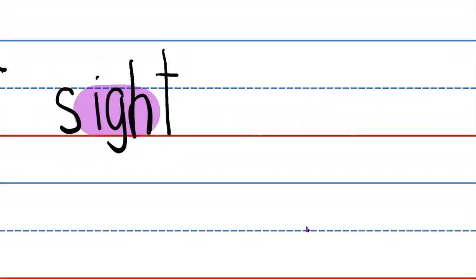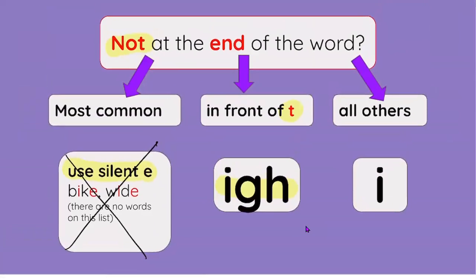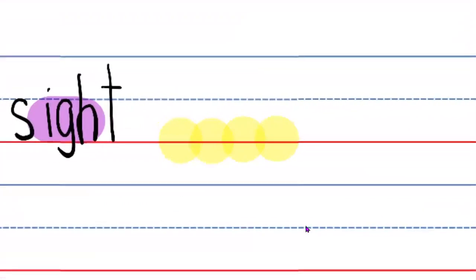Next word, mind. What are the sounds you hear in mind? Mind. It's not at the end of the word. Let's check our rule card again. Not at the end of the word. We're not using any with the silent E. It's not in front of the T. What are we going to use? That's right. We're going to use just the I. Okay. Let's go ahead and write that word.